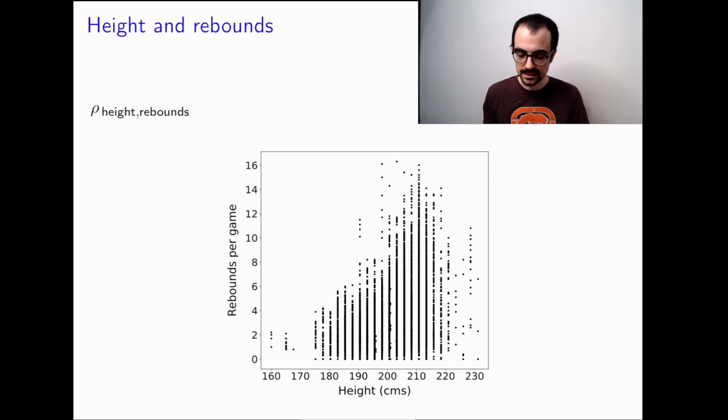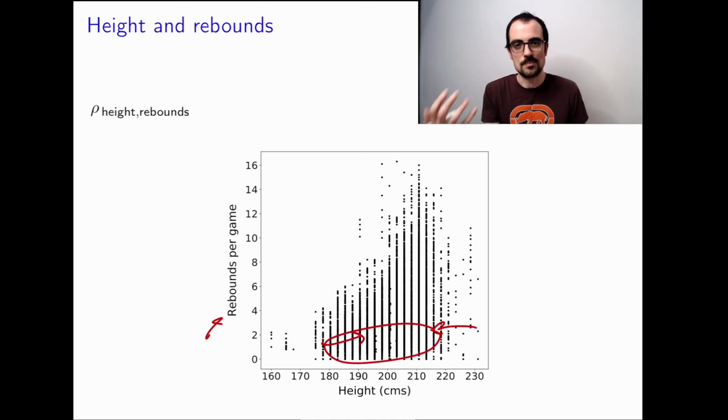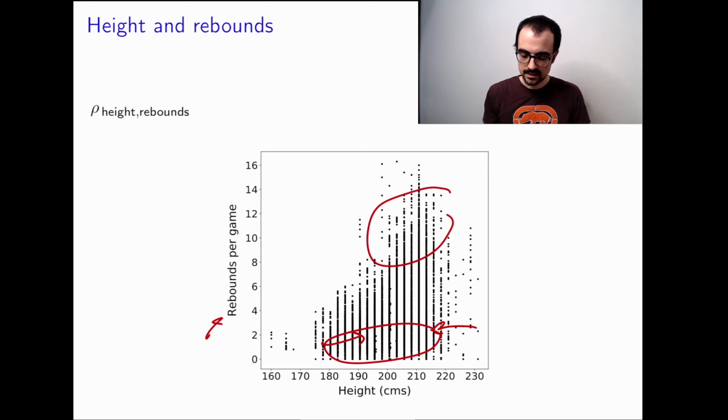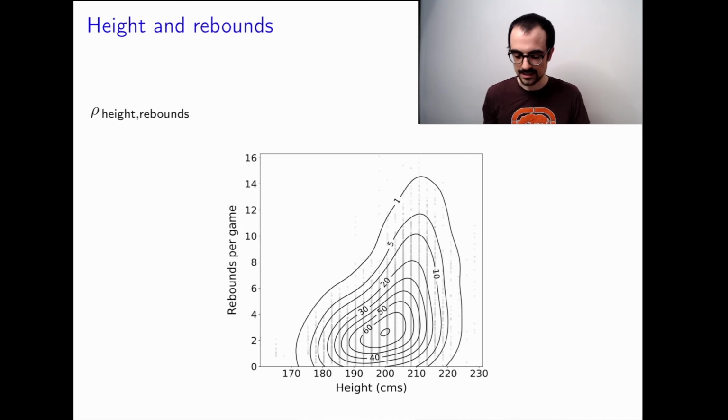PDF between these quantities, because you can't really see the density of points here. There's many more players here that don't grab that many rebounds, because there are more players that don't do that well than players that do very well. And that is not completely apparent in the scatter plot, so that's why I wanted to show you the KD, so you can see that the density is higher here, the density of players.